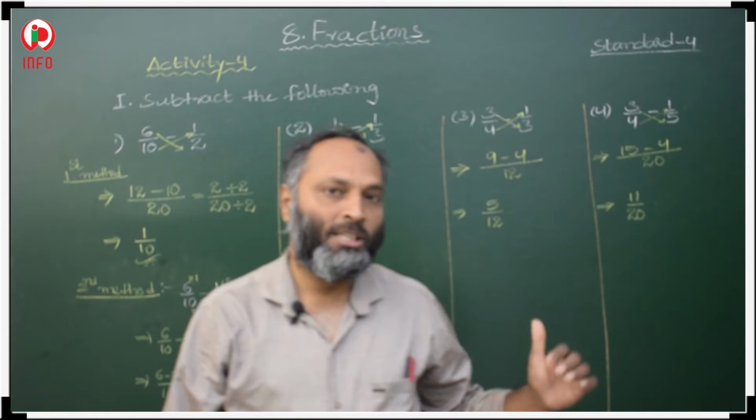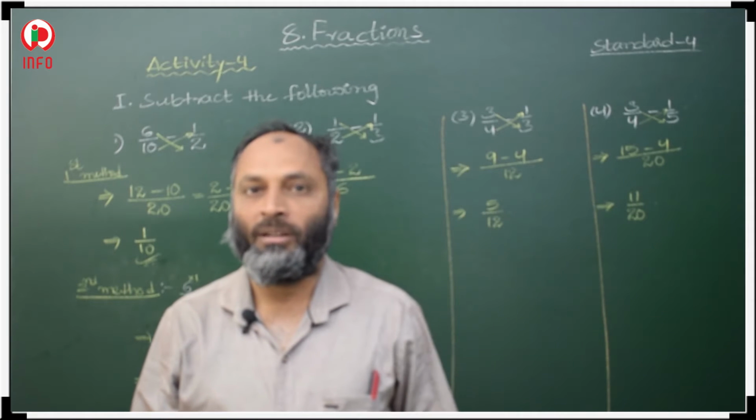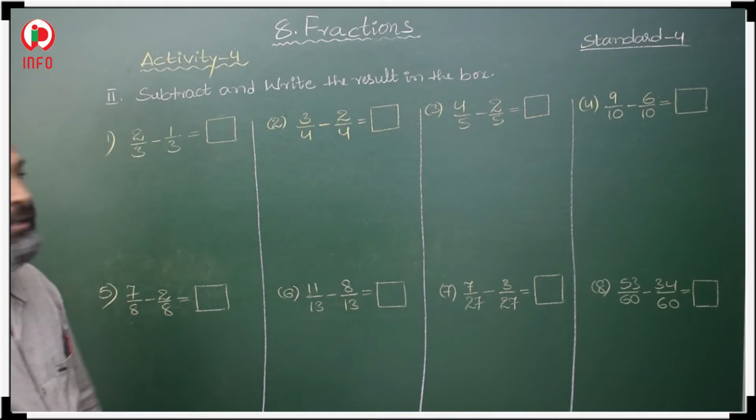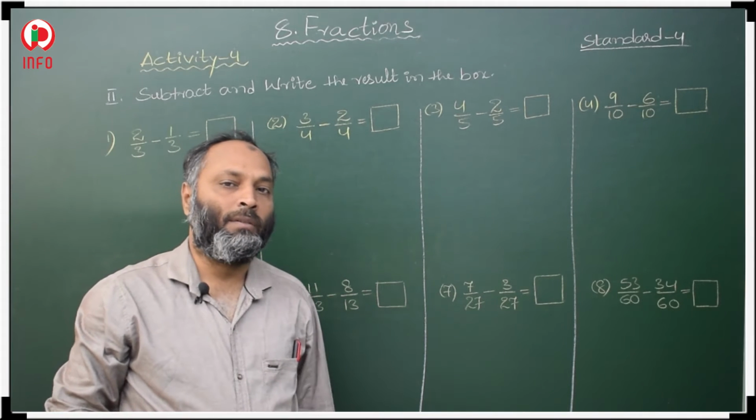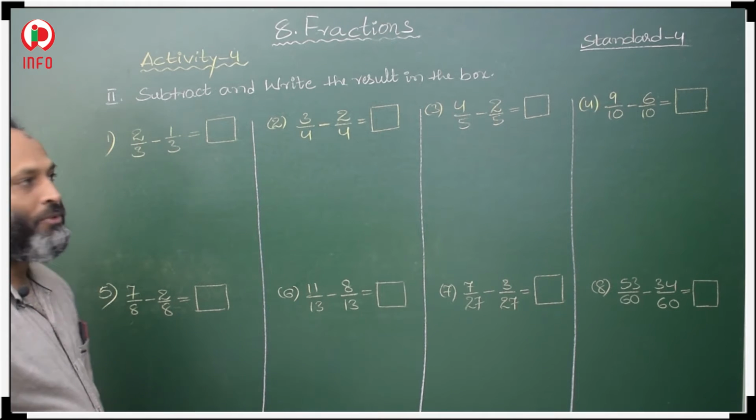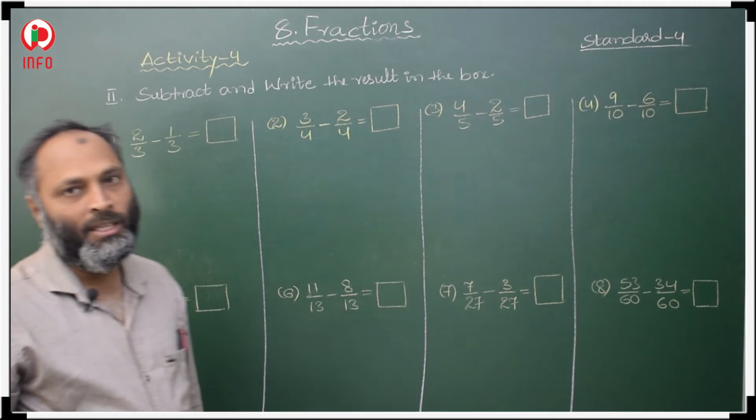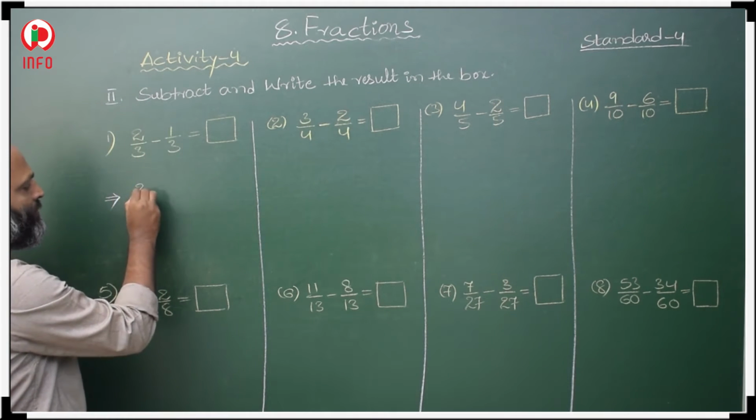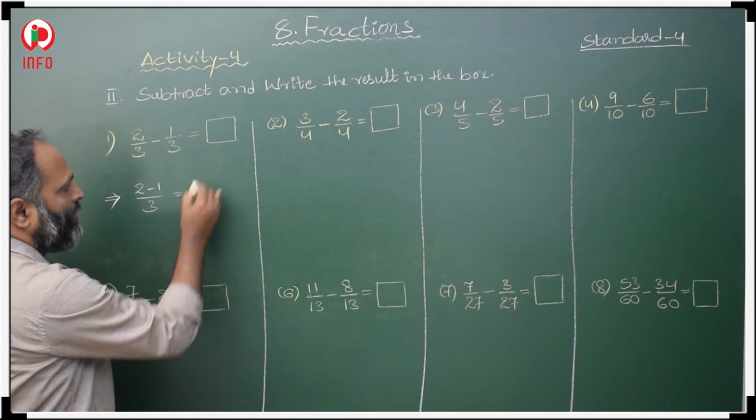Okay. In this bit, one more question is left, a similar question you do as your home assignment. Question: subtract and write the result. In all these, like fractions are given. When like fractions are given, how to subtract? No need to cross multiply and all that, we just subtract the numerators. 2 minus 1 by 3, that is 1 by 3, here 1 by 3.